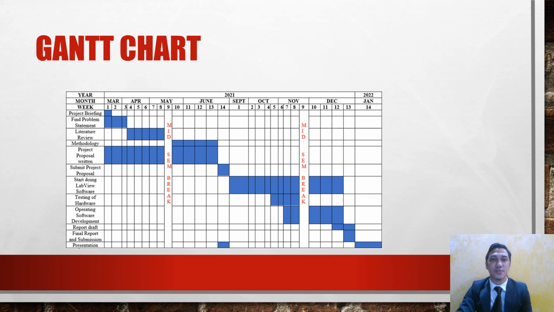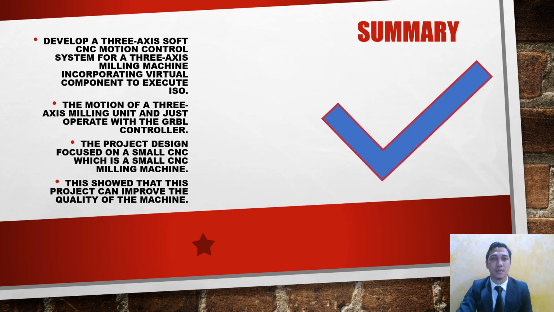The figure shows the Gantt chart which illustrates the project process flow. In summary, the purpose of this project was to develop a 3-axis soft CNC motion control system for a 3-axis milling machine incorporating a visual component to execute ISO 6983. This project only influenced the motion of a 3-axis milling unit and just operates with the GRBL controller, which appears to be able to control the hardware using G-code.